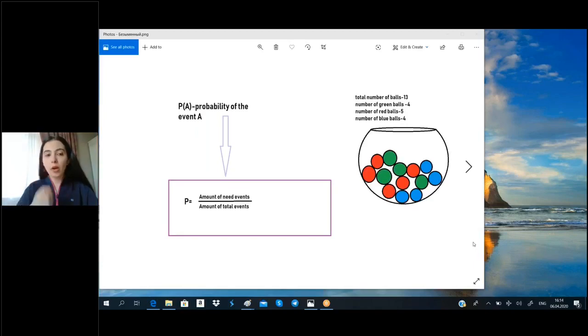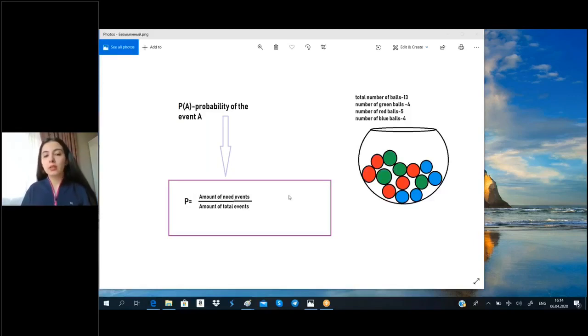Today we will talk about probability, and the probability of the event A is denoted by the letter P(A). And we have a special formula in order to calculate the probability of any event. It is the fraction in which in the denominator we have the amount of total events, and in the numerator we have the amount of needed events.